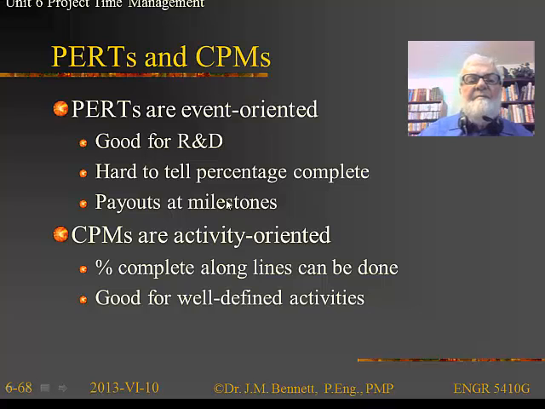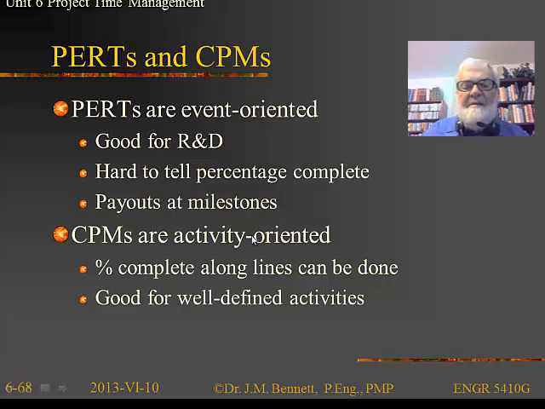Now, in general, when we compare PERTs against critical path methods, critical paths do not have any ambiguity. Every activity has a fixed length for completion. The PERT diagram activities have a standard deviation. So they basically are event-oriented, and they're good for things like research and development, areas where we can't tell the actual completion time because of the complexity of the work we're doing, and we can't tell the percentage complete of any activity when we're executing it. And typically we'll get payouts, for example, at milestones rather than day-to-day activities.